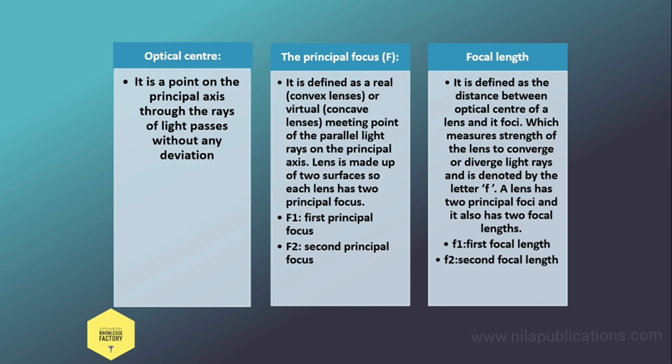Then focal length, it is defined as the distance between the optical center of the lens and its foci, which is a measure of the strength of the lens to converge or diverge light rays and is denoted by the letter f. A lens has two principal foci and it also has two focal lengths, f1 and f2. f1 is the first principal focus and f2 is the second principal focus.